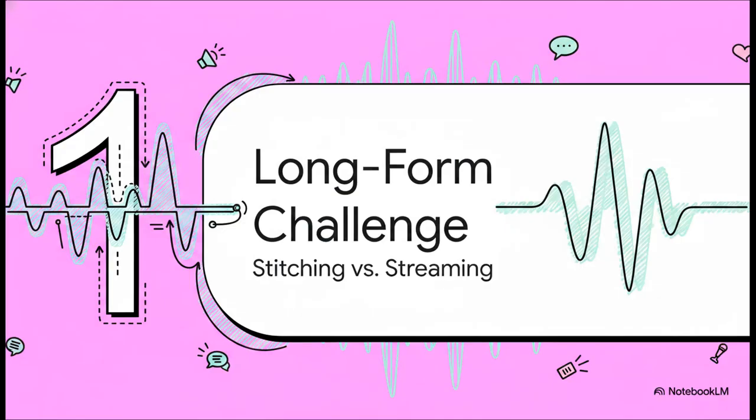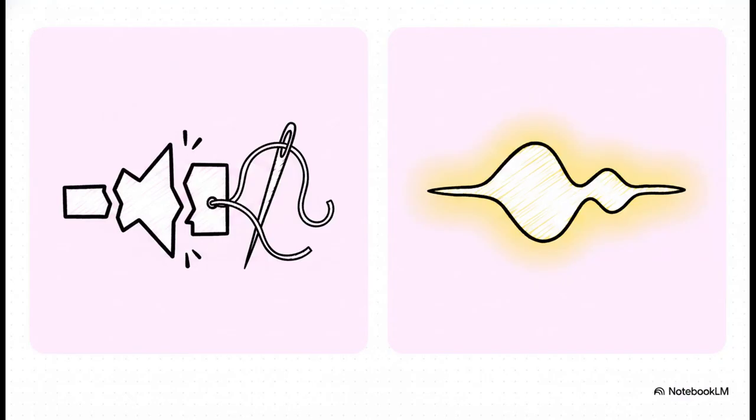Section 1. The long-form TTS challenge, stitching versus streaming. Okay, so let's dive into the core bottleneck developers face right now. Up until now, if you wanted to generate a podcast or a multi-participant audiobook, it basically meant synthesizing a bunch of short utterances individually and literally stitching them all together. And honestly, this concatenation is a huge pain. It leads to super unnatural turn-taking and just a total lack of contextual awareness. It's like a giant puzzle where the pieces don't quite fit.